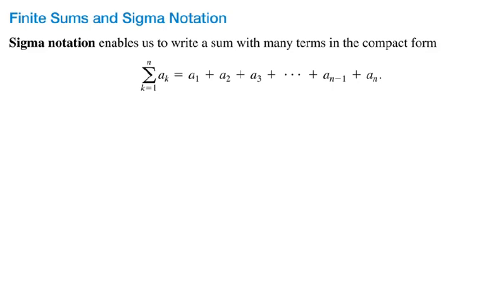Hello. Today we're going to talk about finite sums and sigma notation. Sigma notation uses this Greek letter sigma, this capital E looking thing that reads as sigma, and it enables us to write a sum with many terms in a compact form. So instead of listing out the n terms, we can write it compactly, nice and small, using sigma notation.